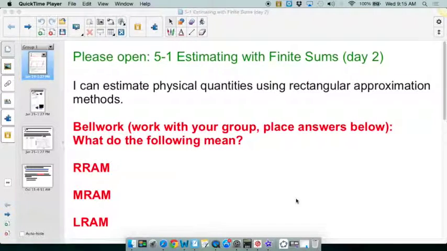What does that acronym mean? Okay. And then there's a question after that asking you about approximation methods and which ones should be used.